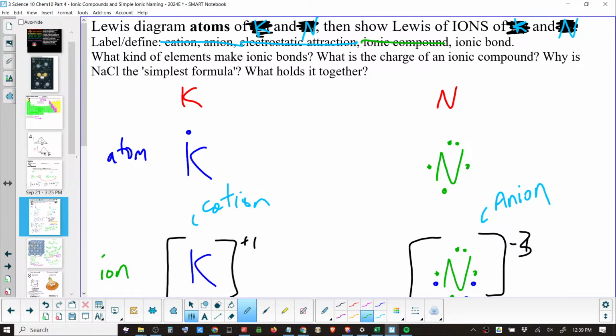And a compound. The ionic bond, we already did. What makes up the ionic bond? The magic phrase. Because there's no visible bond, what's the force that holds them together? Electrostatic attraction.